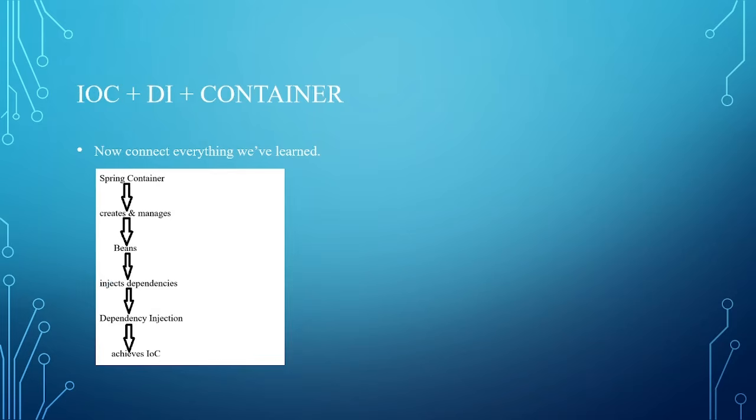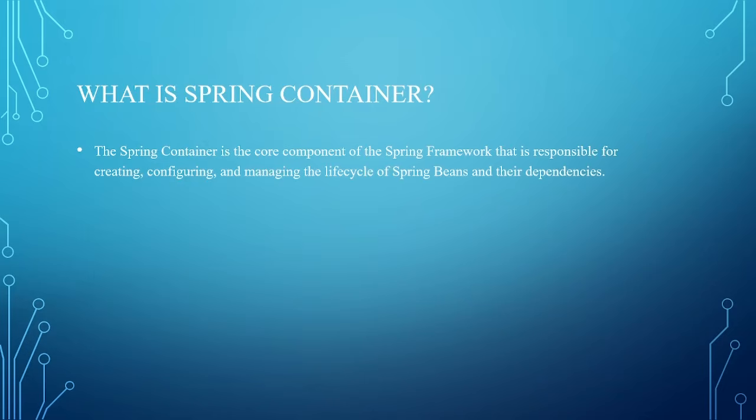So now let's connect our previous topics. IoC means Spring takes control of object creation and dependency management. The Spring container is the part of Spring that performs this responsibility. It creates and manages the beans, and it injects their dependencies. The definition is: the Spring container is the core component of Spring responsible for creating, configuring, and managing the Spring beans and their dependencies.